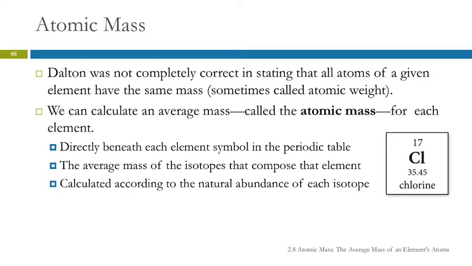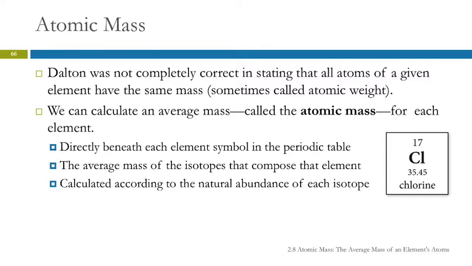So as I mentioned earlier, Dalton wasn't completely correct when he said that all atoms of the same element have the same mass, because there are isotopes. So different atoms, say of chlorine, have different masses, but we are rarely dealing with single atoms. We're usually dealing with a large number of them, and so then we're more concerned with the average mass.